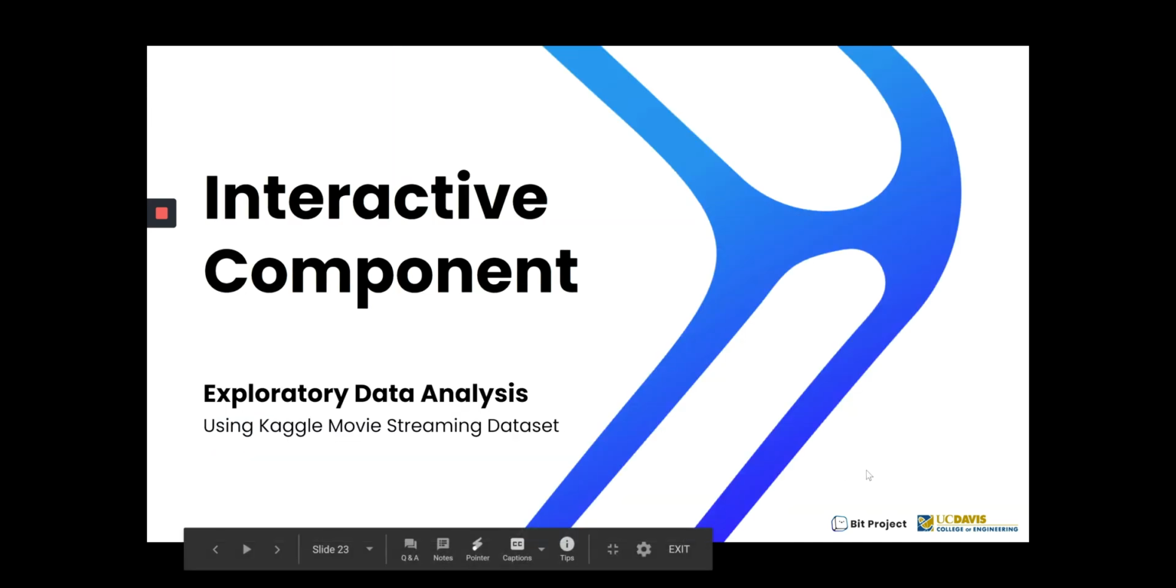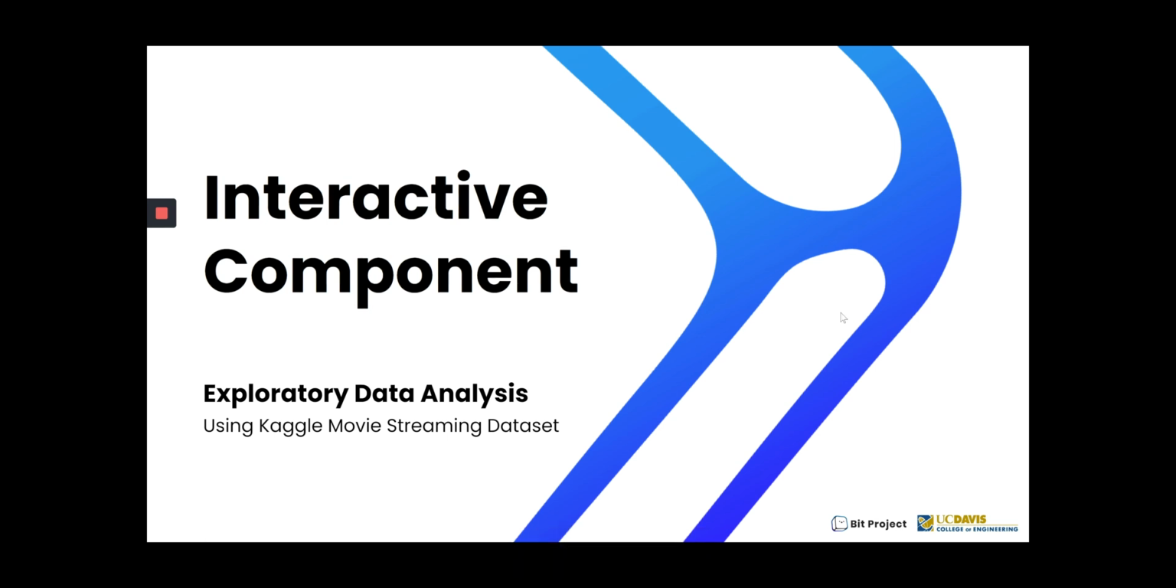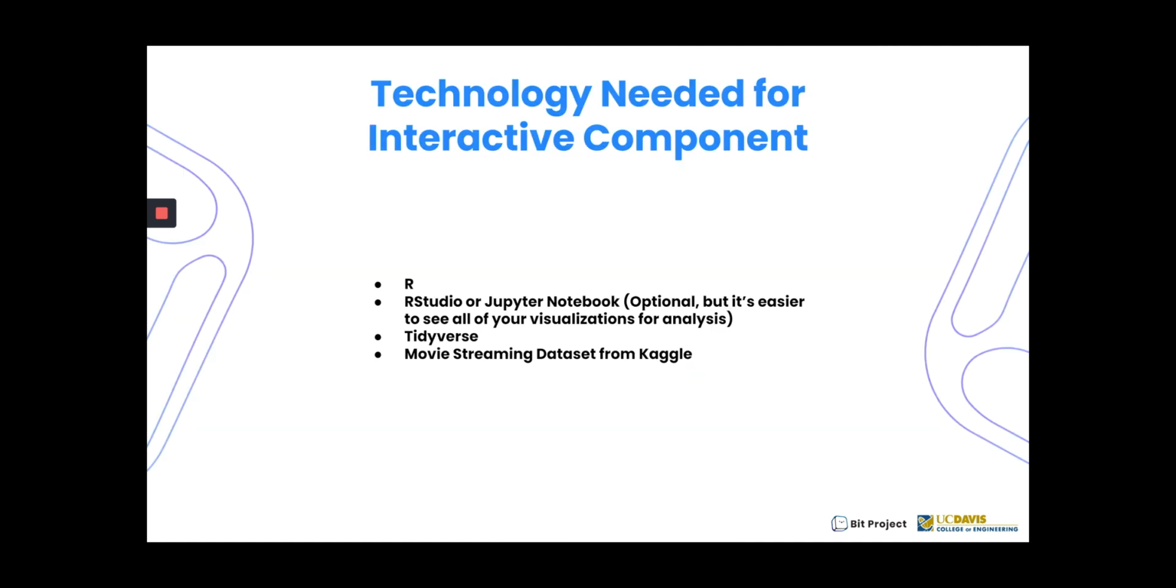For today, I'm going to be using a Kaggle movie streaming dataset to illustrate some of the techniques used in exploratory data analysis. If you'd like to follow along, you're going to need R and also an environment of your choice. I prefer Jupyter Notebook. And we're also going to be using a collection of packages known as Tidyverse and, of course, the dataset from Kaggle.